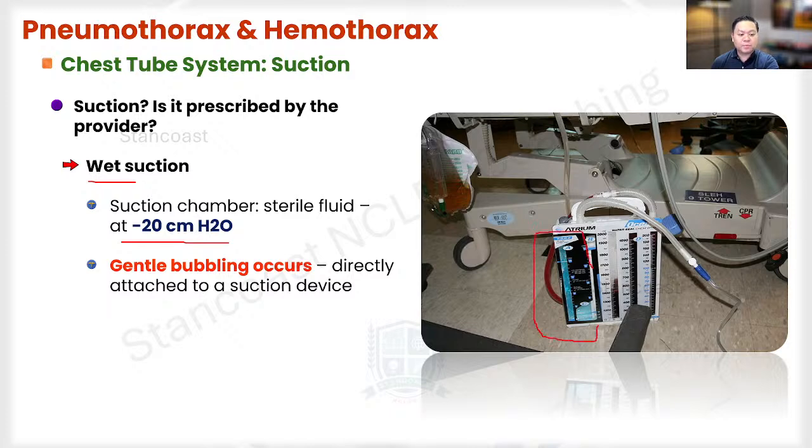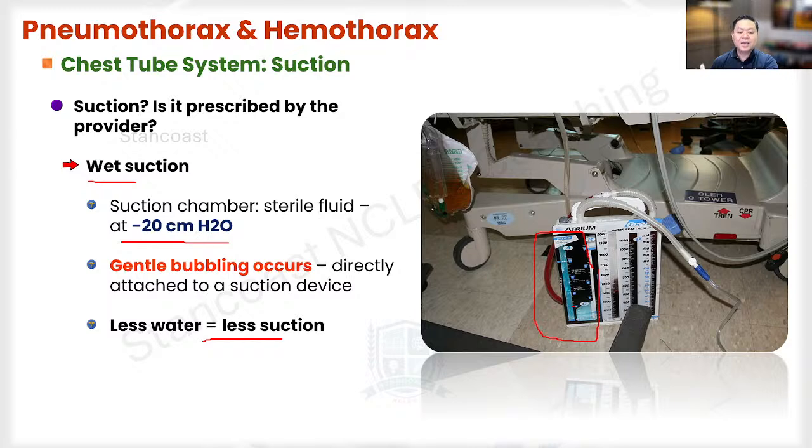suction chamber. Okay, so if the patient is connected to the suction, well, of course, you will expect that there will be bubbling. There will be continuous bubbling. That is normal. All right. If there is low water in the suction, maybe less than the 20, maybe there's only 5 centimeter water, maybe 10, then it will create lesser suction. So it will not do its job.